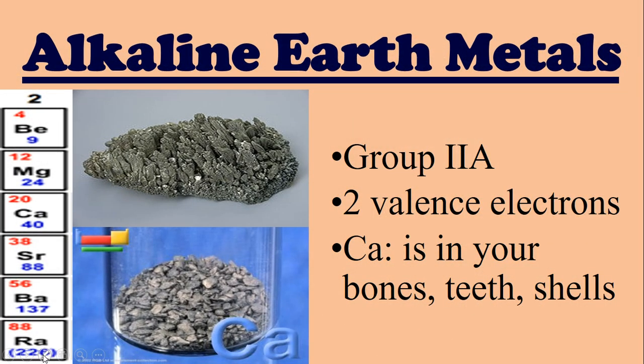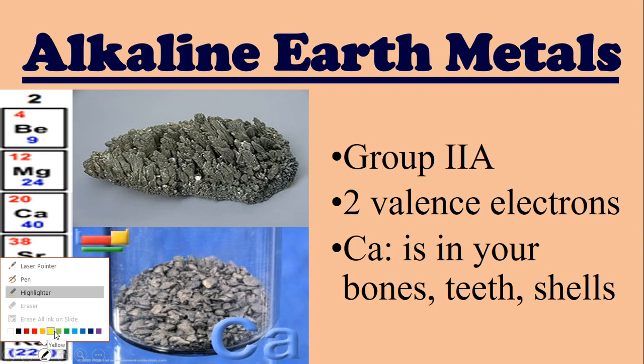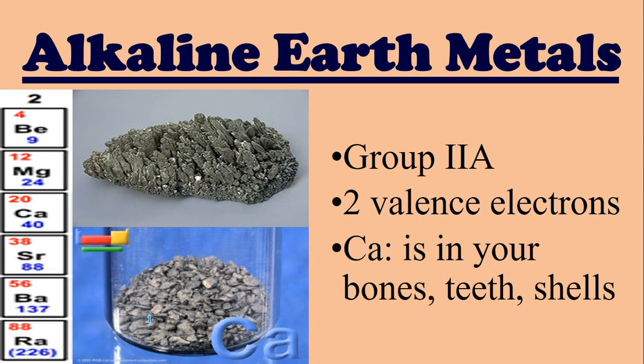The next family is the alkaline earth metals. This is group 2A, which means they have 2 valence electrons. One element in here that's kind of important is calcium, or Ca. This is in your bones, your teeth, in seashells, stuff like that.